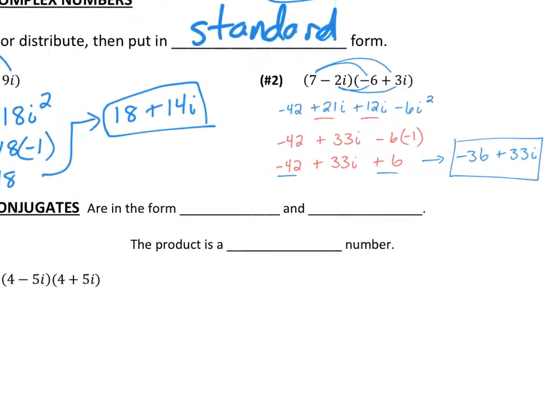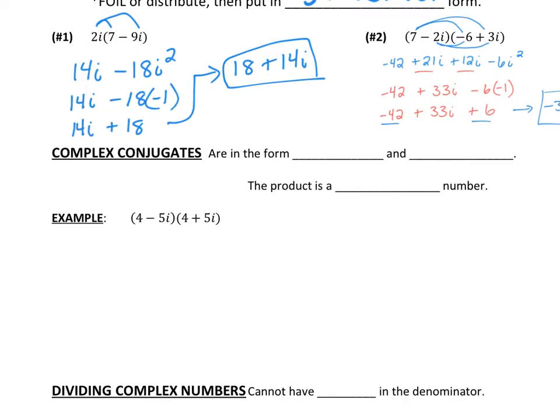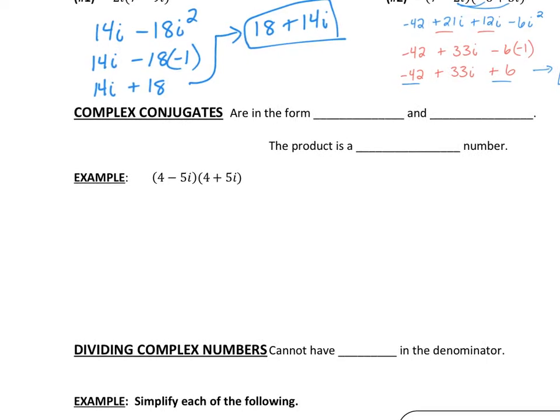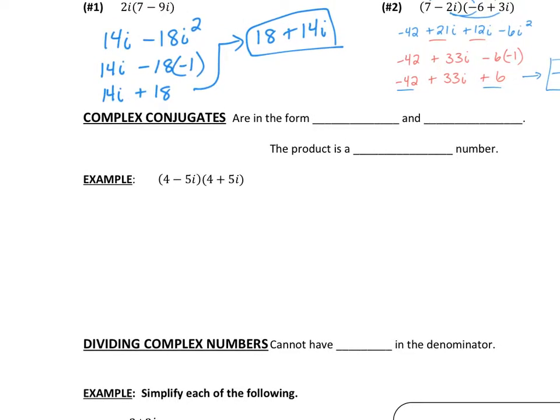The next concept we're going to cover is called complex conjugates. Complex conjugates are in the form of a plus bi and a minus bi. And when you multiply these, the product is going to be a real number. That's what's special about these. If you multiply two things like this, you get a real number.